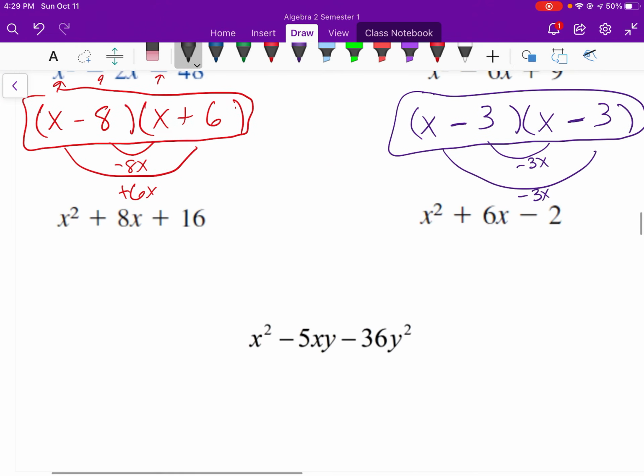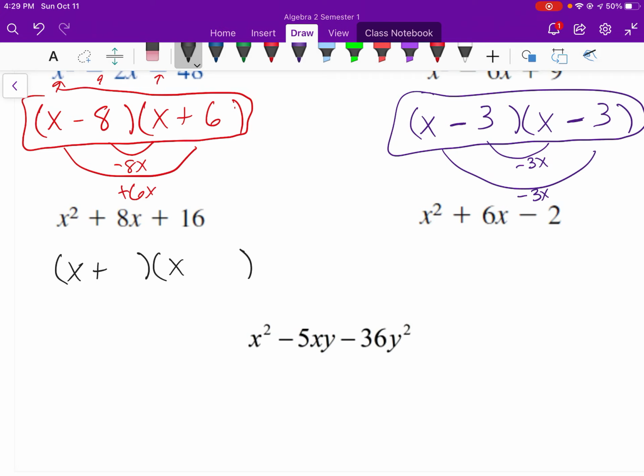Okay, next one. I don't see a greatest common factor. When you see just x squared, there's not going to be a greatest common factor. I mean, the common factor could be 1, but if I factor out a 1, it's not going to change anything. So we got x and x. I see a plus and a plus. So that means in my factored form, that will be plus and plus.